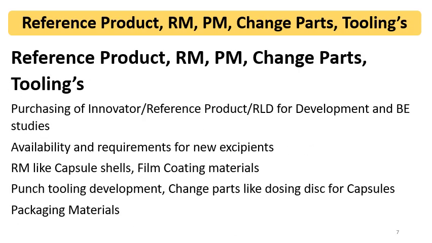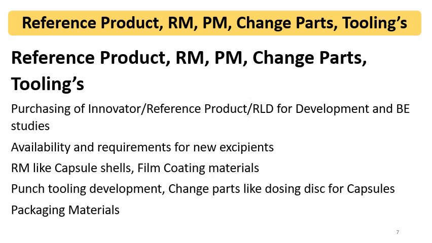Then coming to the reference product, raw material, packaging material, change part and toolings. So purchasing of the innovator formulation is required from the specific country for which the generic formulation is being developed. The reference product is required for the development activities like matching dissolution and physical characterization, and also for the bioequivalence studies. Availability and requirement of the new excipients. If any new excipient is used, that excipient is required to be evaluated and should be sourced.